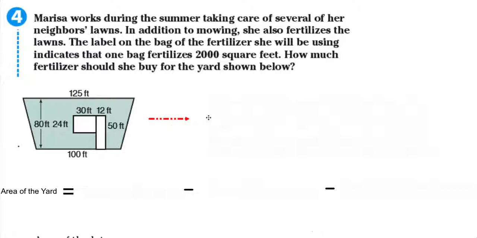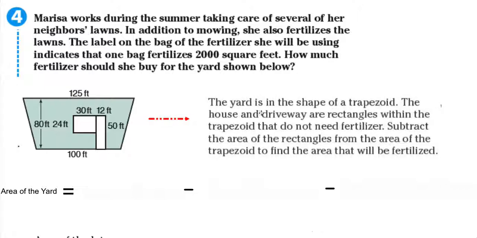And to be able to find her yard, the yard is in the shape of a trapezoid. We all know that. The house and the driveway are rectangles. So this is the house and this is the driveway right here within the trapezoid that do not need fertilizer. So we don't need to put fertilizer on the house and the driveway, obviously. We need to subtract the area of the rectangles from the area of the trapezoid to find the area that will be fertilized.